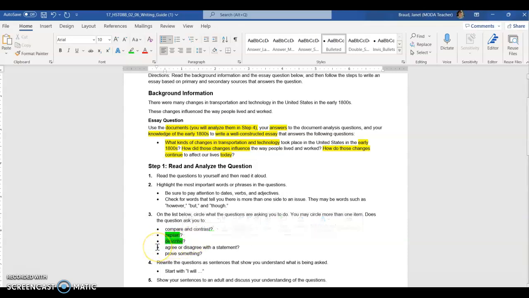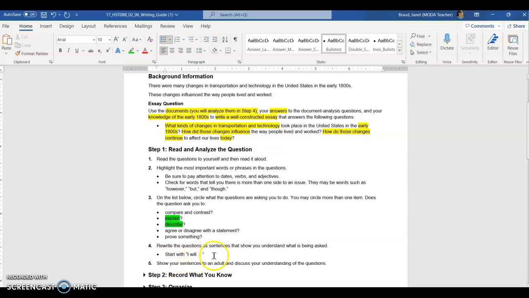Is it asking you to disagree or agree with a statement? No. Is it asking you to prove something? No. Number 4 is to rewrite the questions as sentences that show you understand what is being asked. And I would challenge you to write this out. In fact, I will demonstrate this for you, and you can use this since this is also your writing assignment.